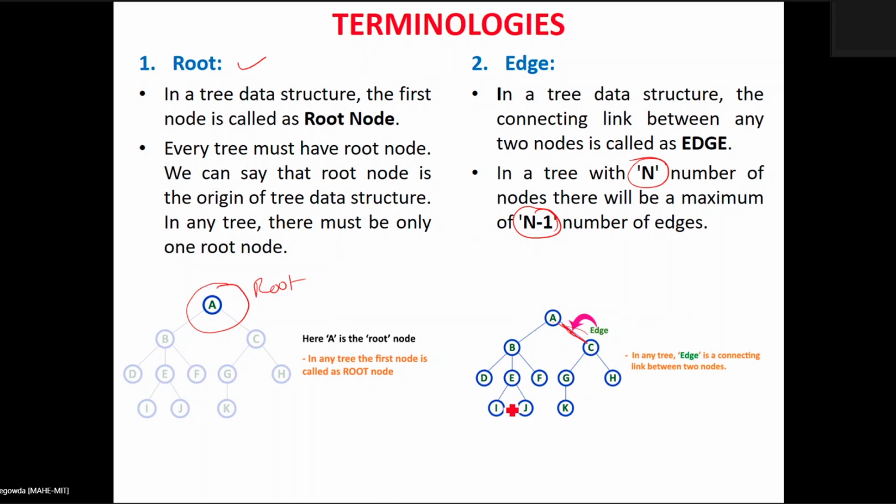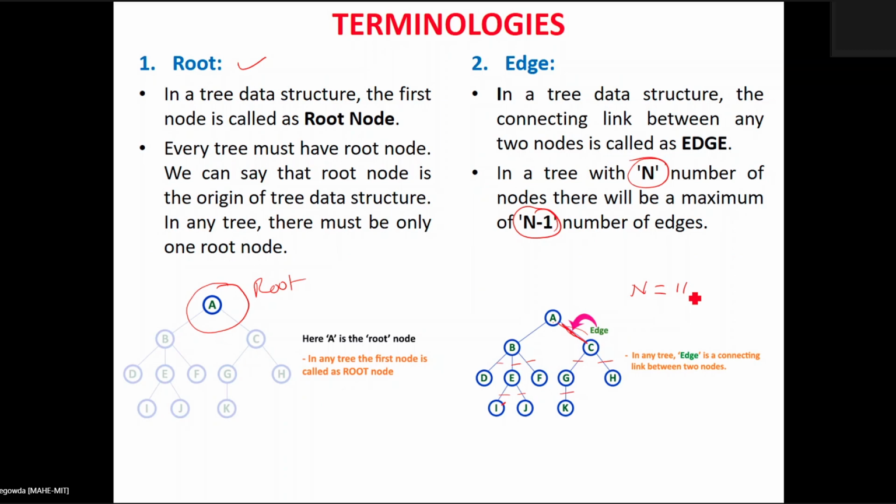Say for example, the line between the I and the E is called an edge. Okay, so these are all nothing but the edges. If you look at this, this particular tree has n number of nodes. In this case, n is 11.